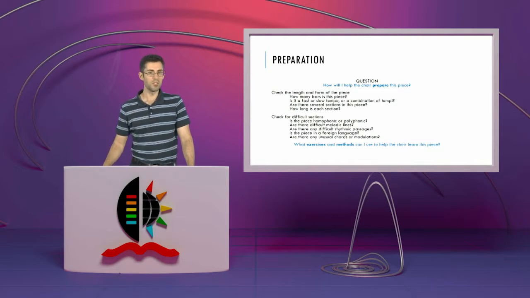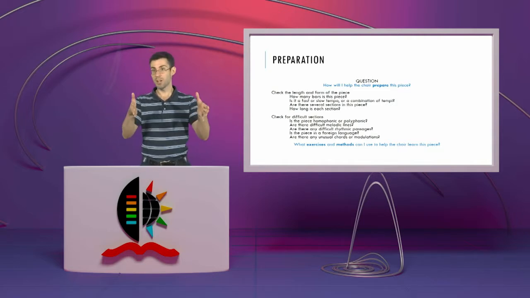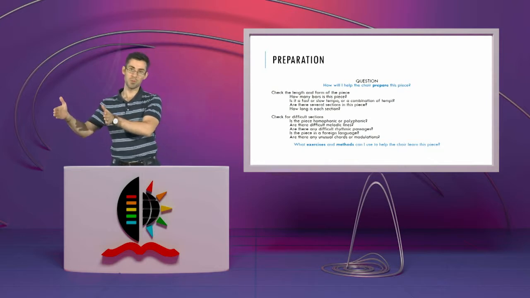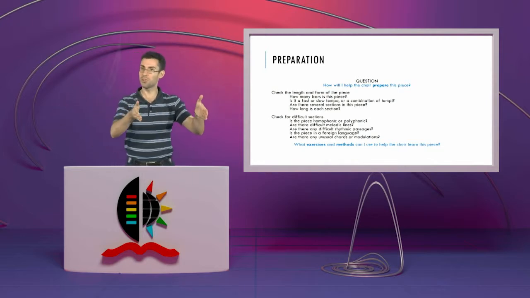Is it a fast or slow tempo, or a combination of different tempos? So if there are combinations of different tempos, are you going to teach the choir one section which is one tempo and then teach them another day the other tempo? Then how are you going to transition from the one tempo into the other? How is your conducting going to work when you change the tempos? How long is each section of the piece that you are learning?